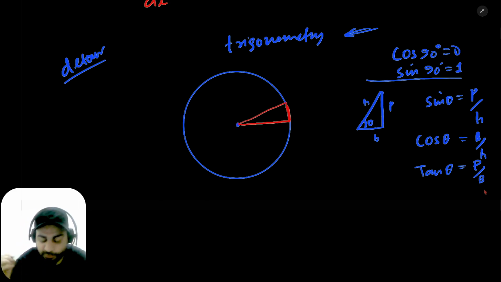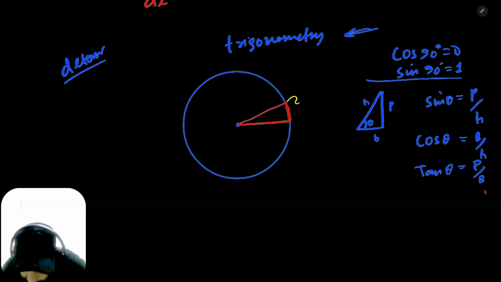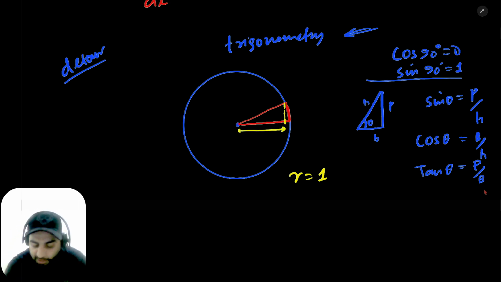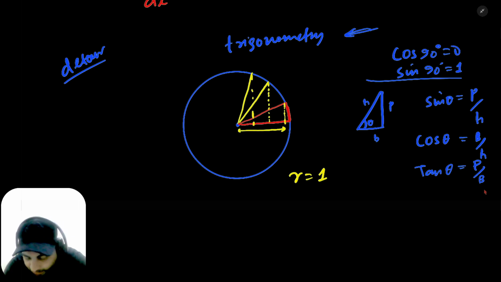Okay, so you land somewhere over here. So now you covered, if you see over here, this is the unit circle, let's suppose the radius is equal to 1. You covered something over here, so this you covered. Now if you increase, if you cover this much, so you'll have this.